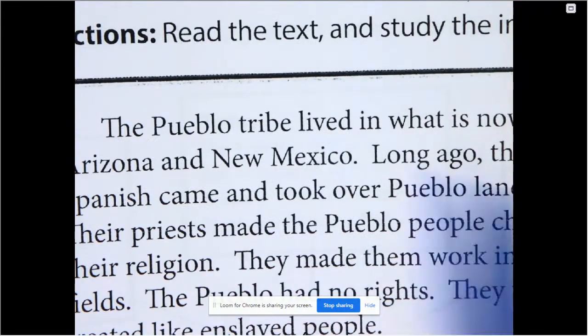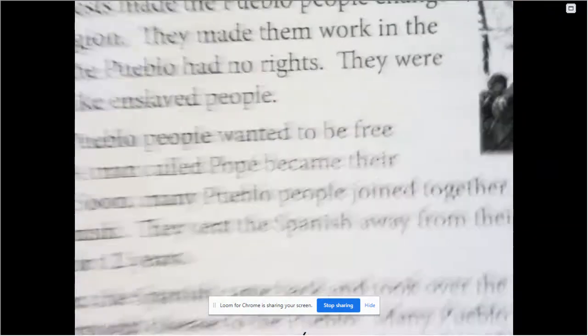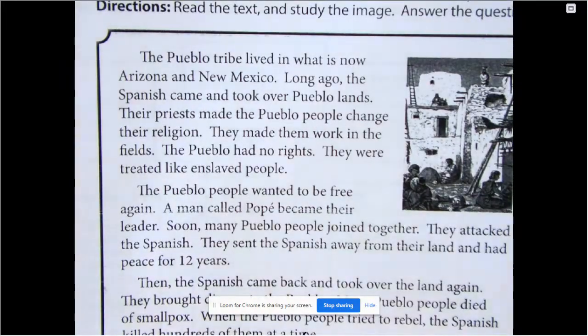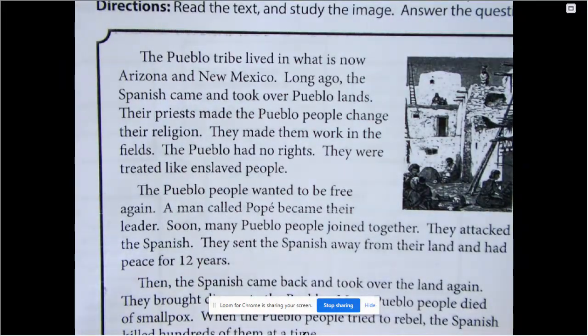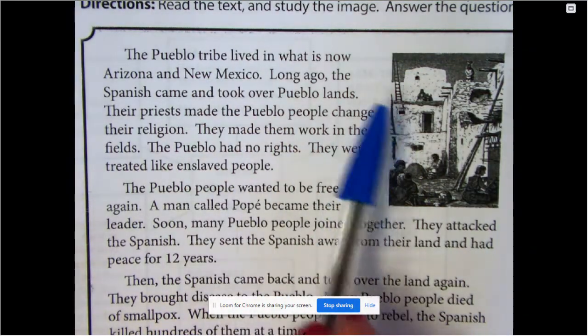Then when we look at the very beginning of our story, it says the Pueblo tribe. So this is about a Native American Indian tribe called the Pueblo Indians. And so let's read about them. You follow along in your book.